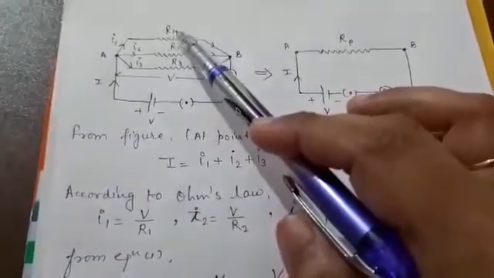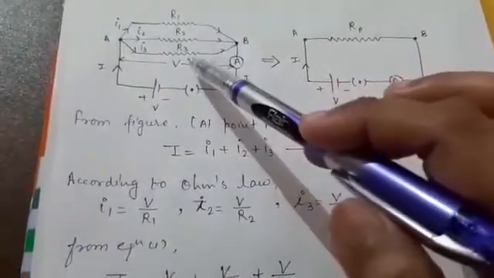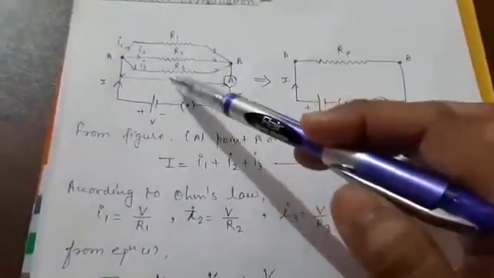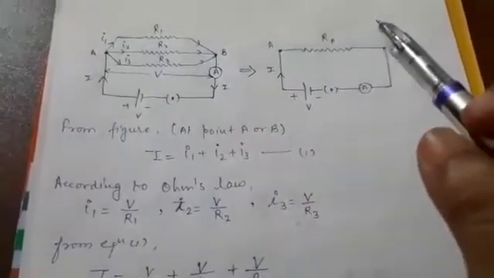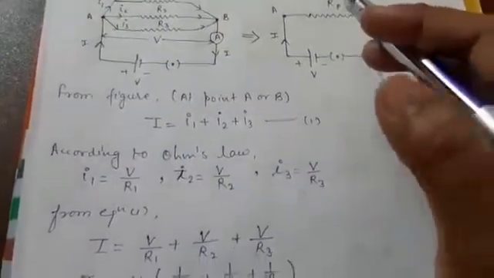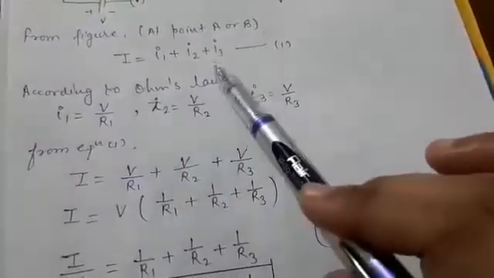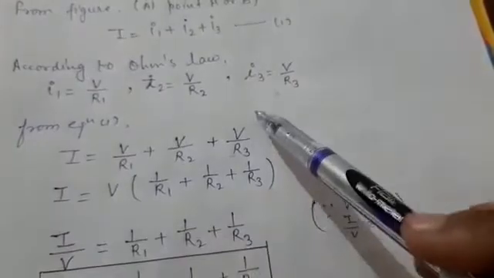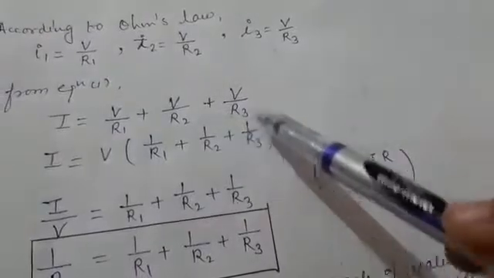So the potential drop for R1 is V, the potential drop for R2 is V, and potential drop for R3 is also V. Here the value of V is constant for all 3 resistors, but the value of current will be different. In series combination, current is same, potential drop is different, but in parallel combination, potential is same and current will be different. Okay. So we'll write the values of I1, I2 and I3 in equation 1, and we get I equals to V by R1 plus V by R2 plus V by R3. Taking V common, I equals to V times (1 by R1 plus 1 by R2 plus 1 by R3).